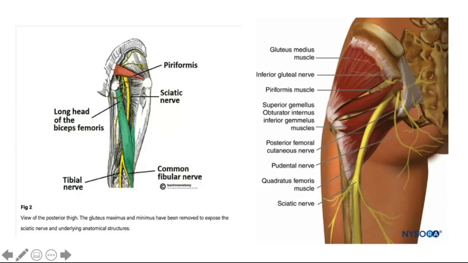Within the posterior thigh, it gives rise to the branches to the hamstrings and also the adductor magnus. Once it reaches the apex of the popliteal fossa, it terminates into the tibial and common fibular nerves.